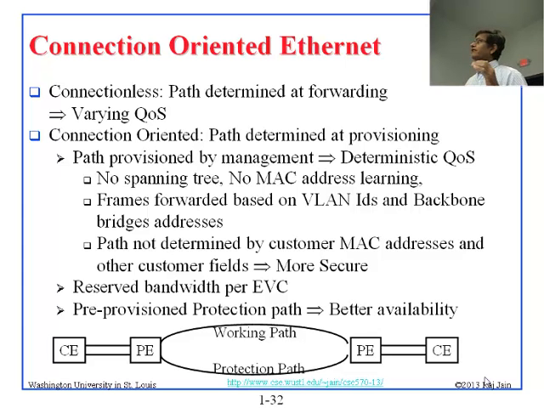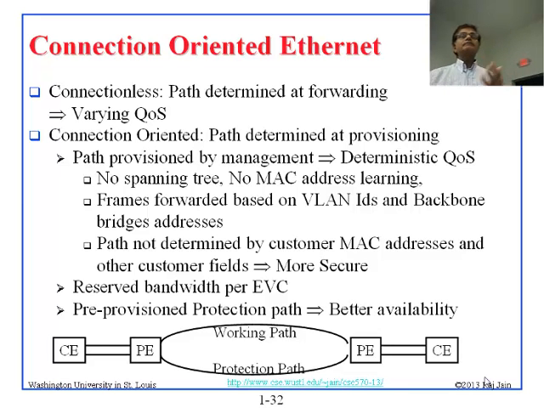Connection-oriented Ethernet, and the advantage of connection-oriented is that you can now guarantee, because I have set up the connection at 100 megabit, you can send at 100 megabit, it will get through. If I don't set up a connection, if I do just what we call connectionless, then there might be a queue where it might run into and not get 100 megabit. With a connection-oriented, you have guaranteed reservation in every queue. So connection-oriented, the path is determined at provisioning.